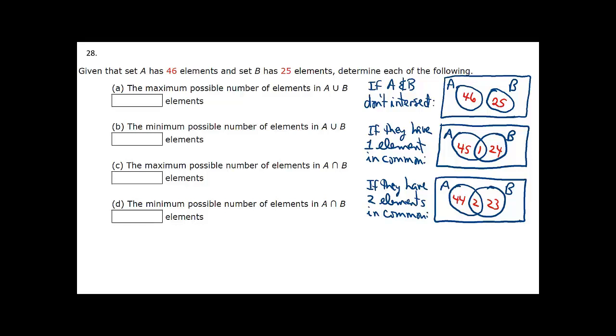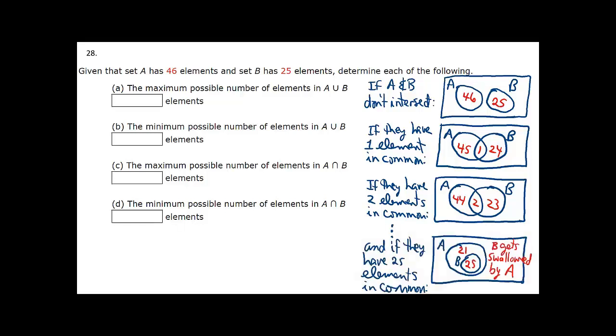You're just pushing the circles closer and closer together, and if you keep pushing them enough, finally the smaller circle goes completely inside and is swallowed by the bigger circle. In this case, A was 46 and B is 25, so the B set, the smaller one, will completely go inside the set A. So the Venn diagram at the top is sort of one extreme, and the Venn diagram at the bottom is kind of the other extreme. Now, if you look at that, I think you can answer each of these questions.